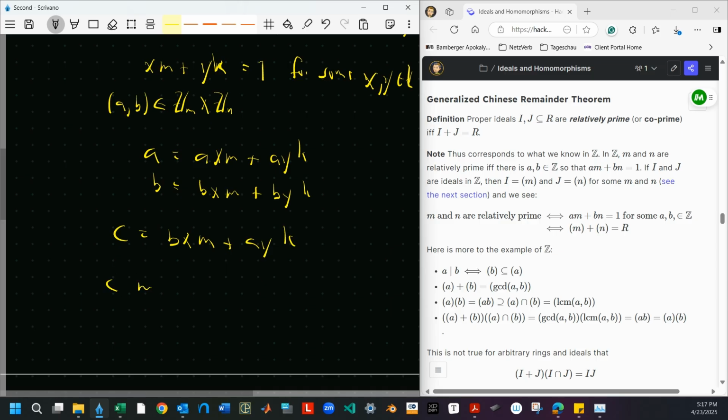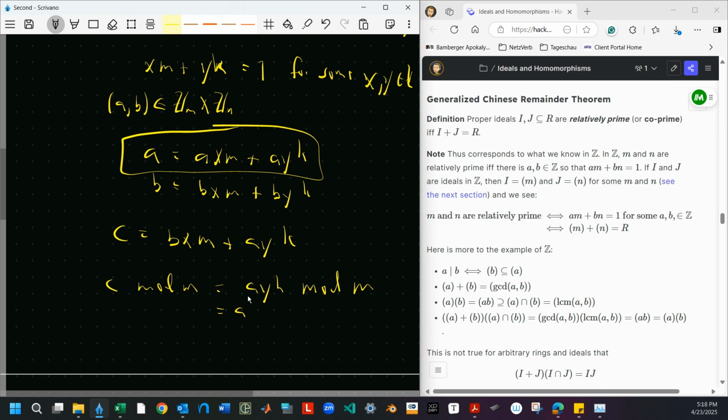So C mod M, right? Well, that part will just go away, and so this will be AYK mod M, right? But what is AYK mod M? So now we look up here, right? And AYK mod M, so again, we mod out this by M, that part goes away. So AYK mod M is actually A mod M. So this is equal to A mod M. So you see how that trick worked, right?